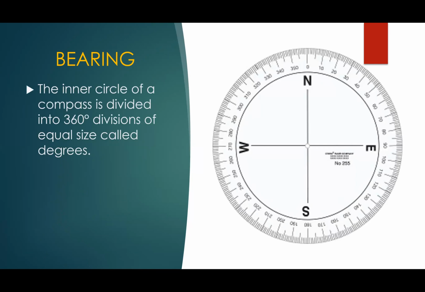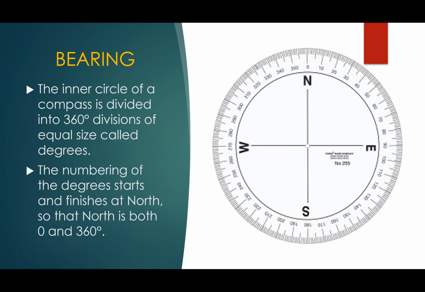The inner circle of a compass is divided into 360 divisions of equal size called degrees. If you look at the picture that is projected on the right, you can see an example of a compass, and you can see the markings on this compass. You see 10 degrees, 20 degrees. I'm skipping all the way to 90 degrees, 180 degrees, 270 degrees. And finally, once you have made a complete turn, you are now at 360 degrees.